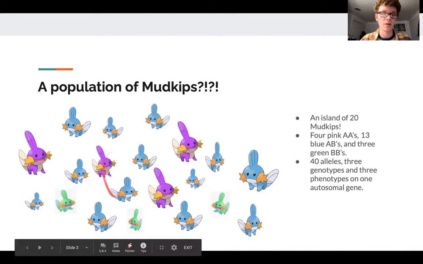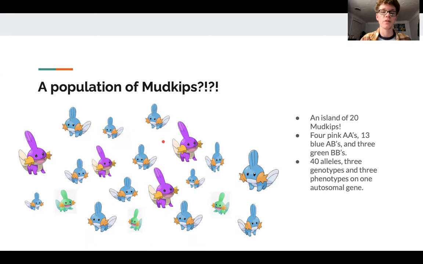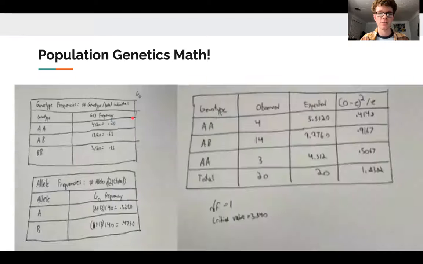Now these mudkips, they do have fitness, and we'll get to that later. We're going to find out that these blues are way more fit to the environment because they can hide from the Pokemon trainer predators that are surrounding the island and are threatening the mudkip population.